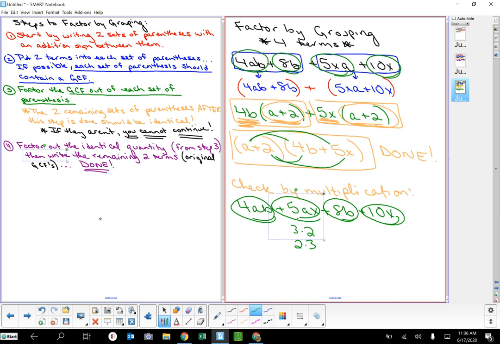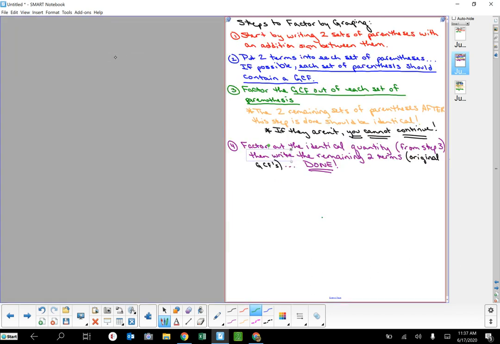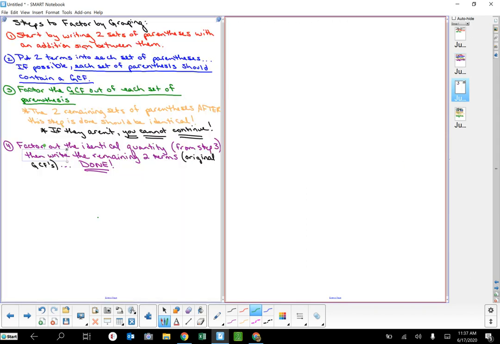All right, I'm going to try to lock this page over here on the right-hand side. I don't know if I know how to do that. View, dual page, pin the page. I'm going to pin this page. Okay, so now I'm going to add another screen, and I'm going to do another problem.